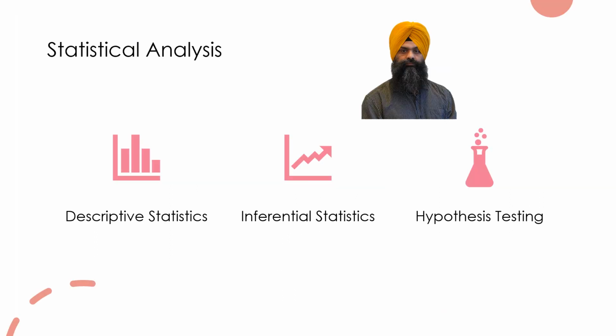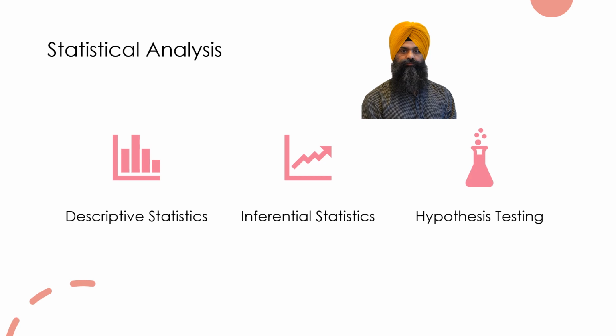Statistical analysis is a crucial component of research that involves collecting, interpreting, and drawing conclusions from data. It provides researchers with the tools to analyze patterns, relationships, and trends within their data, allowing them to make informed decisions and draw meaningful conclusions. Some key aspects related to statistical analysis in research are descriptive statistics, which are used to summarize and describe the main features of a dataset. Measures such as mean, median, mode, range, and standard deviation provide a concise overview of the data.